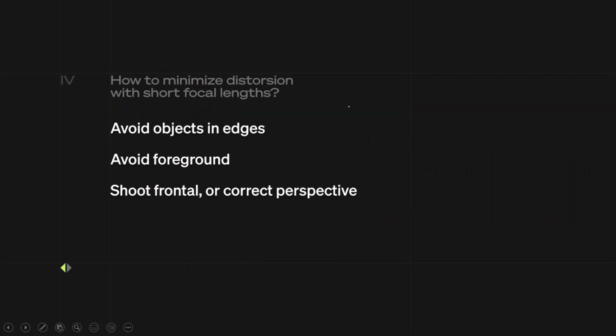How to minimize distortion with short focal length. This is something that is still doable if you ever want to have a short focal length. So what you want to do first is to avoid objects in the edges, because we know that distortion increases as we get closer to the edge of our frame. So either you don't put objects, or if you have objects, you put them in a way that the distortion is minimized.